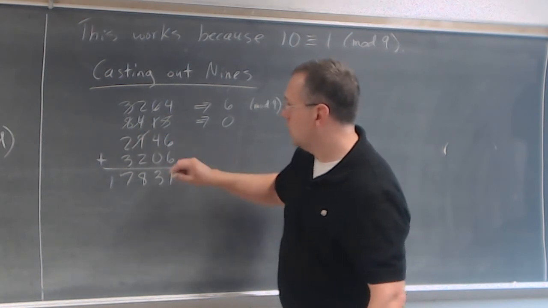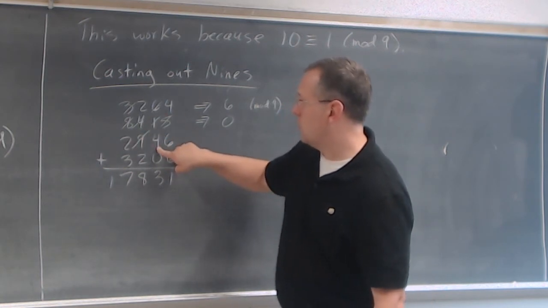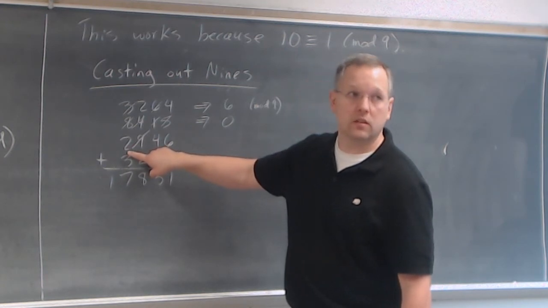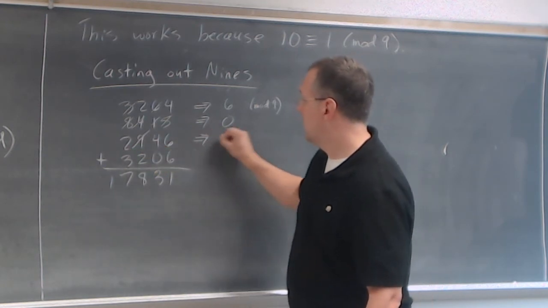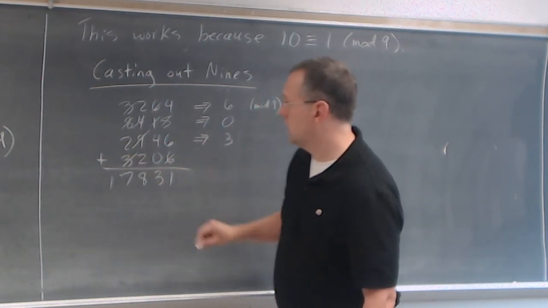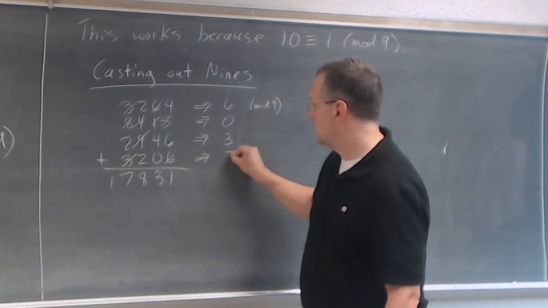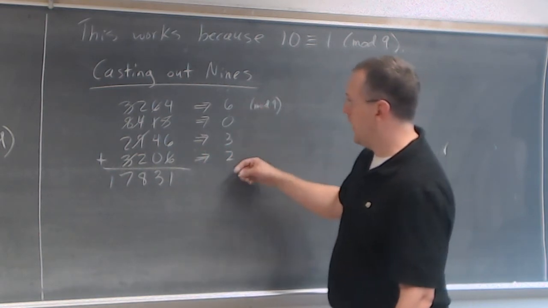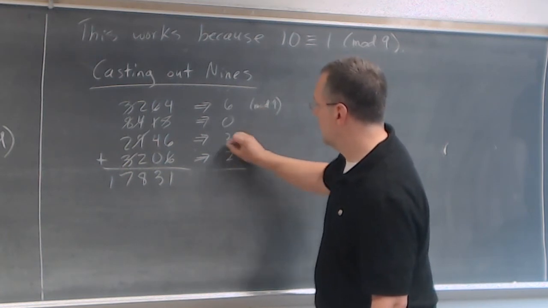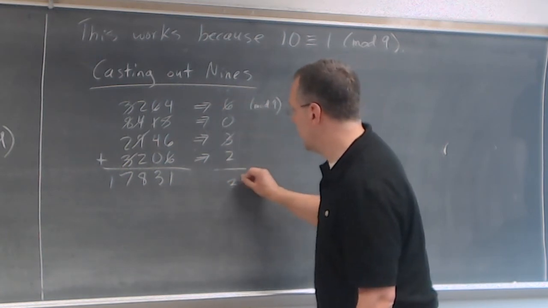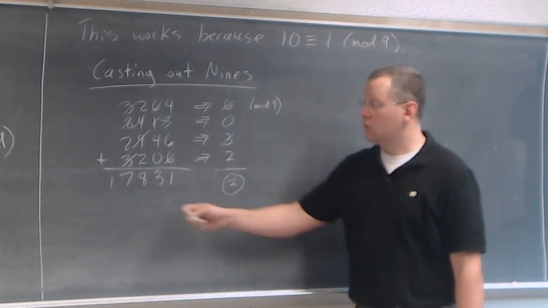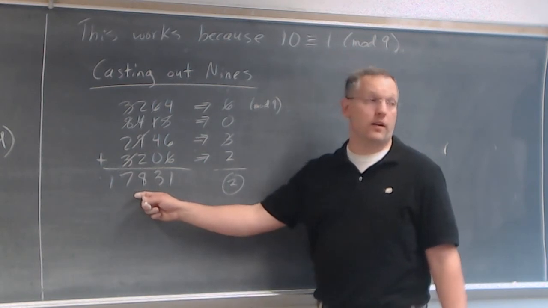Here the 9's gone. 6 plus 4 is 10, plus 2 is 12. So 12 is 3 mod 9. 6 plus 3 is 9, so I have 2 mod 9. And then I'm going to add these up, and so I get 2 mod 9. So that's my check right here. So this answer better be 2 mod 9.